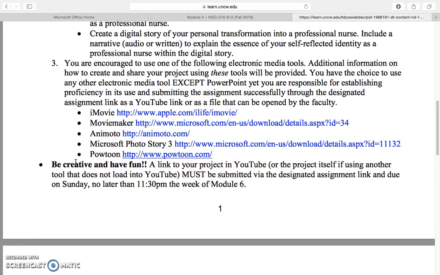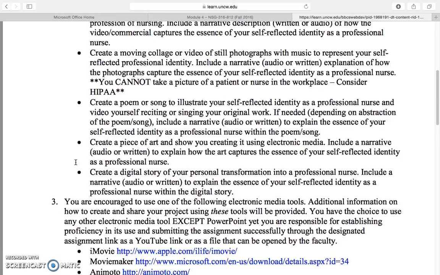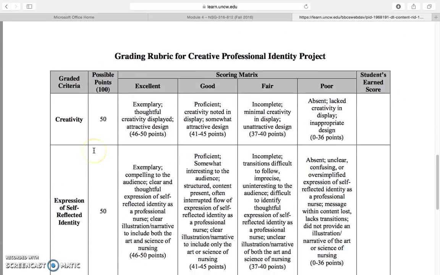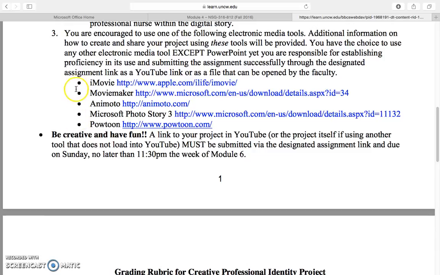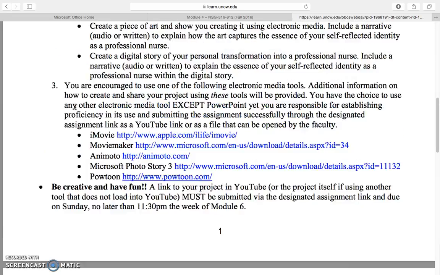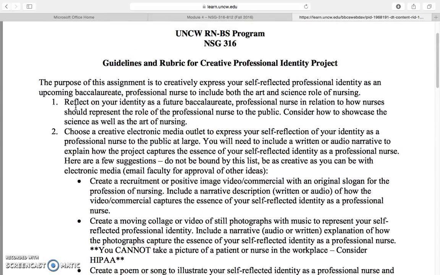If you have not already opened up this rubric and taken a look at the criteria, as well as the movie makers, the media tools, that we would like for you to use, then I suggest you do this as soon as possible, as this project is soon going to be due for submission.